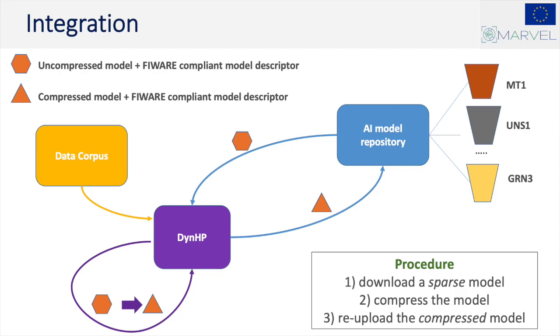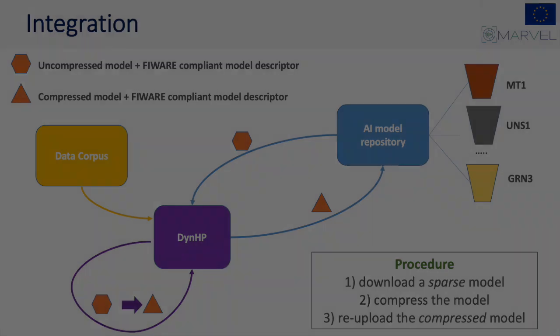Once identified a model to compress, DynHP downloads from the AI model repository the originally trained and uncompressed parameters with its model descriptor and starts an offline compression process. The compressed model is then uploaded again to the AI model repository with the corresponding descriptor, ready to be used by the other AI components for inference.